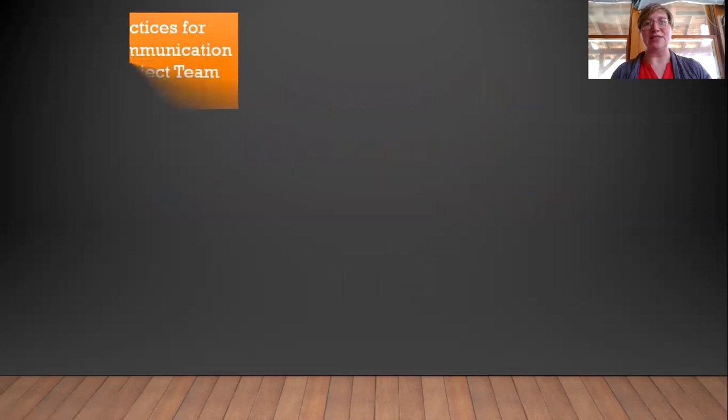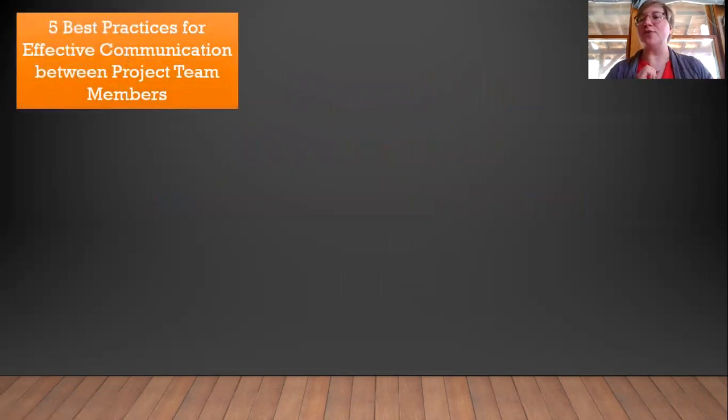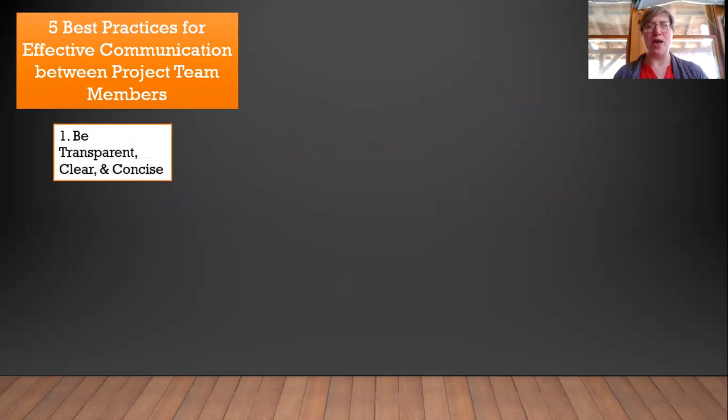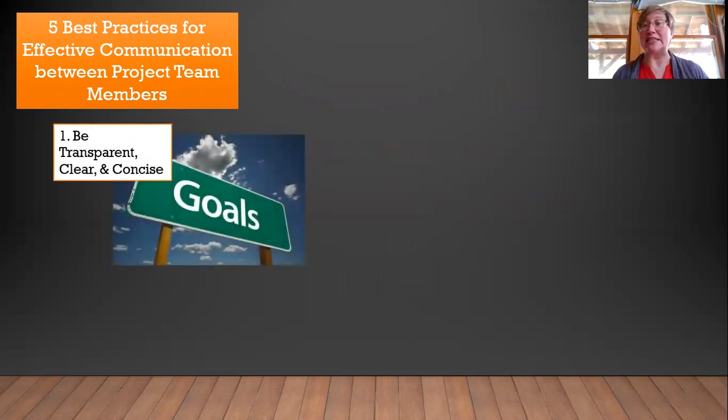5 practices for effective communication between project members. Number 1, be transparent, clear, and concise. Now, when you're working in groups, we all have different ideas on how to go about this project. When multiple brains come together, we're bound to get overloaded with ideas and information. It's critical to start the project with clear goals and being concise about what needs to get done.